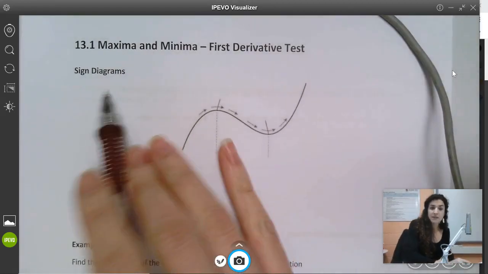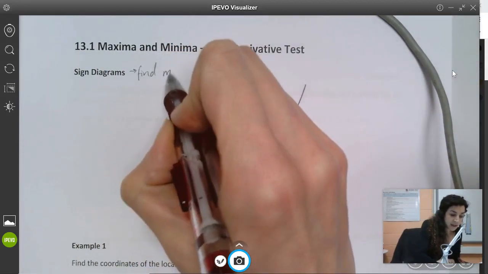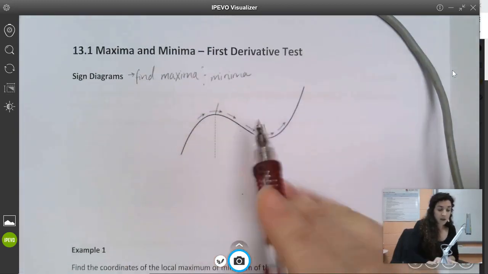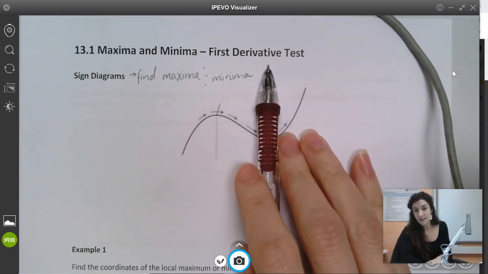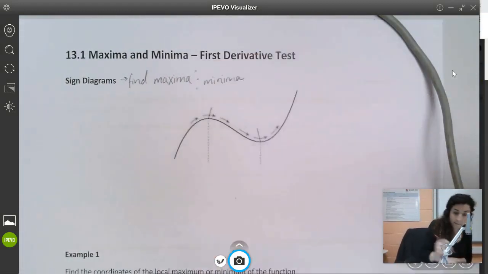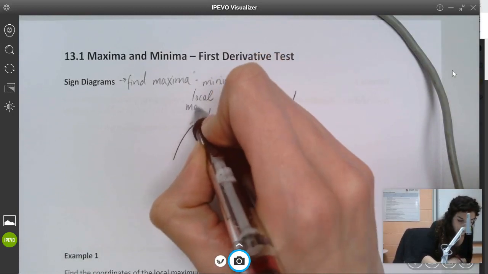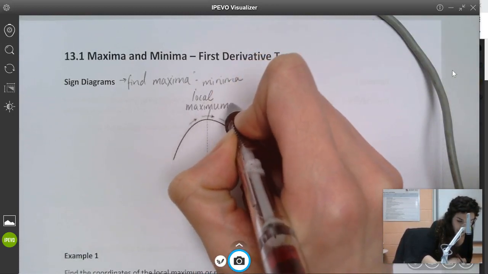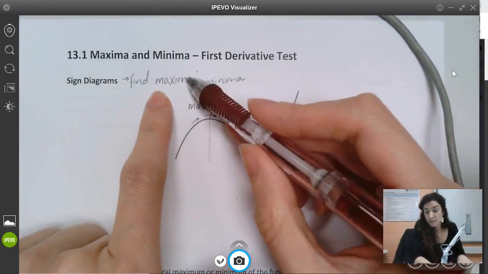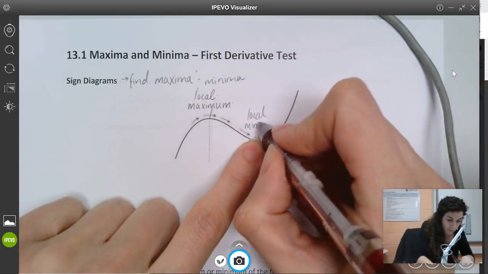Okay, so sign diagrams. Sign diagrams are a way that we find maxima and minima. First derivative test means, hey, you take the derivative in order to find these guys, which makes sense because we know that with these maxima and minima, we call them local. This is a local maximum, maximum singular, maxima plural. This is a local minimum.